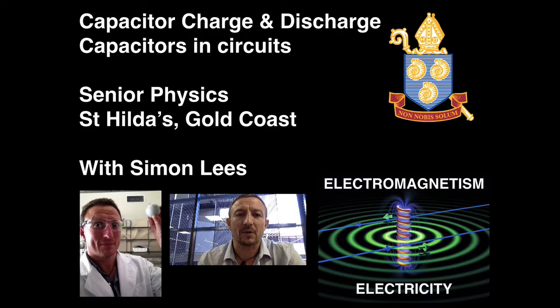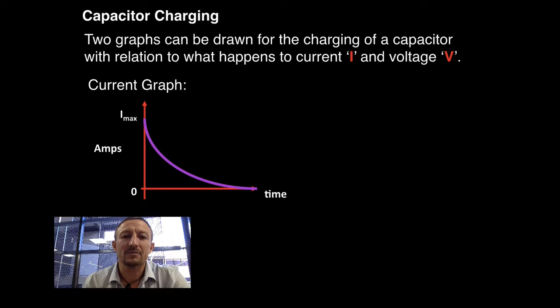Okay, so let's start off by looking at the charging and discharging of our capacitor. There are two main graphs that can be generated for a charging capacitor: a current and a voltage chart. Below you can see a current graph showing what's happening over time with respect to the current. Remember, current is the flow of charge per second.